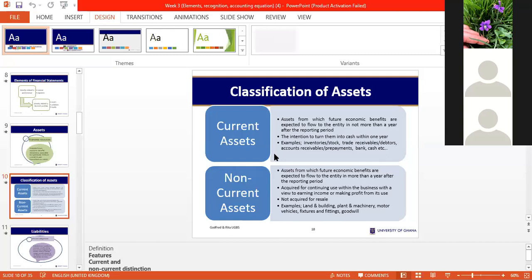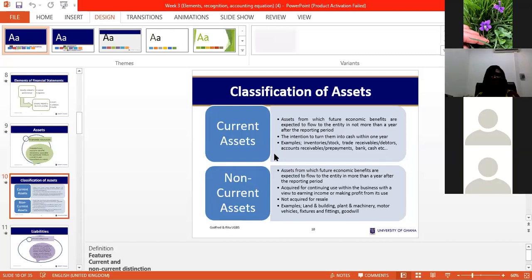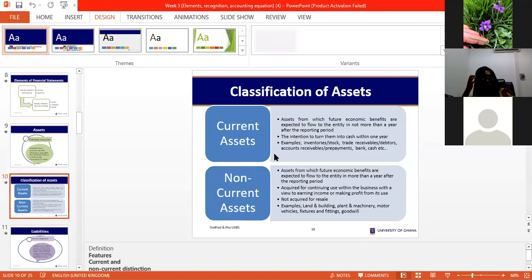So, current assets is the classification of assets. We already know that assets are resources from which economic benefit will flow. So anytime the economic benefit will flow within the financial year, if you recall last week, we talked about the periodicity concept.